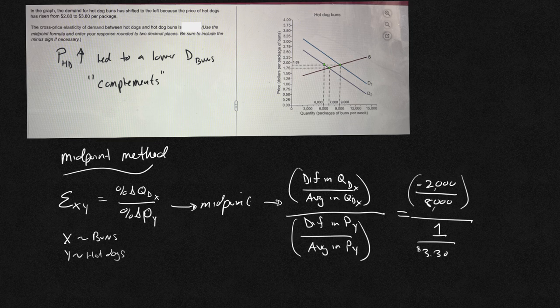$3.30. What's that average? Well, you could use a calculator here. In my mind, I know that this goes up by a full dollar, so halfway is going to be 50 cents, and I can easily add 50 cents to 280 or take 50 cents away from 380.